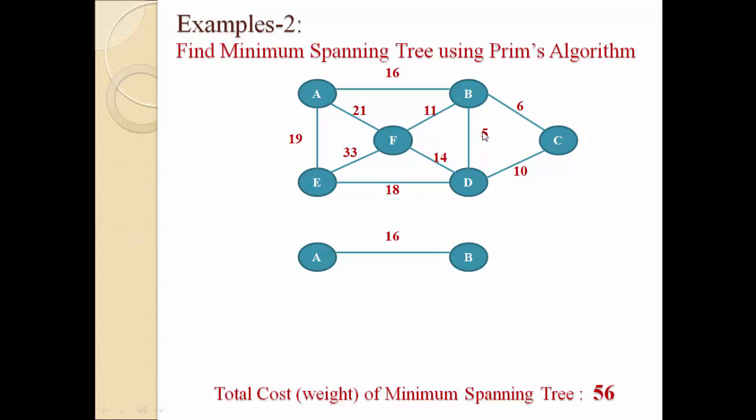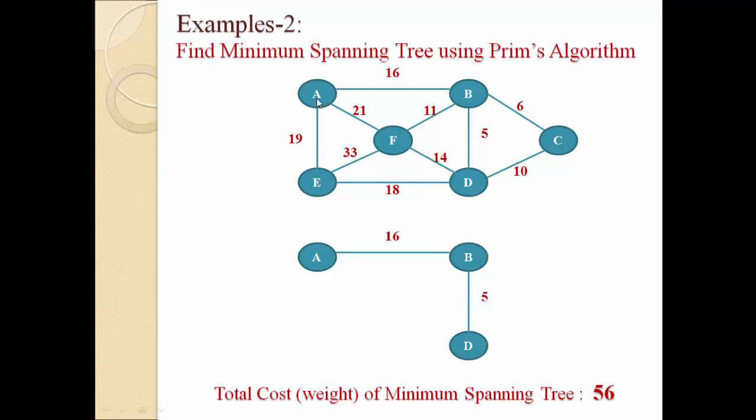Among these all, the 5 is minimum, so we can choose the next node, that is D, B to D, and the cost is 5. Now we have to identify the node which is directly connected with either A, B or D. Among that we have to identify which has a minimum cost.